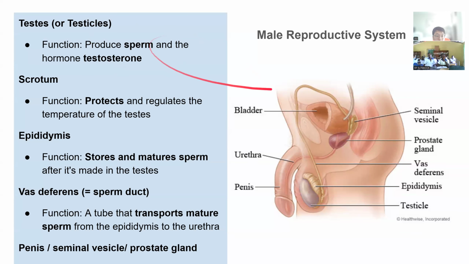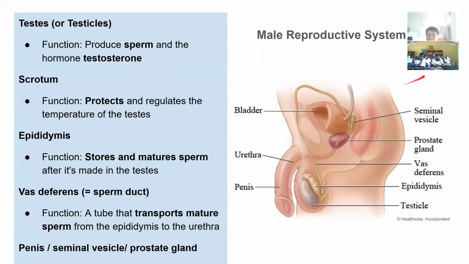So we have the testes, also called testicles, and their function is to produce sperm and the hormone testosterone. There's also the scrotum, whose function is to protect and regulate the temperature of the testes. There's also the epididymis, whose function is to store mature sperm. The sperm that is produced by the testes are stored in the epididymis. It's this part.